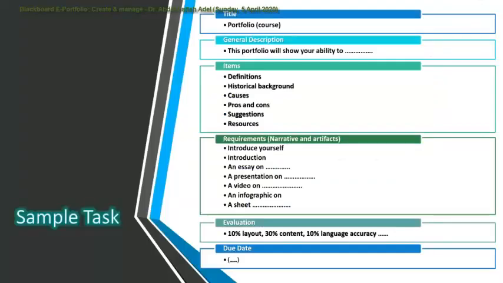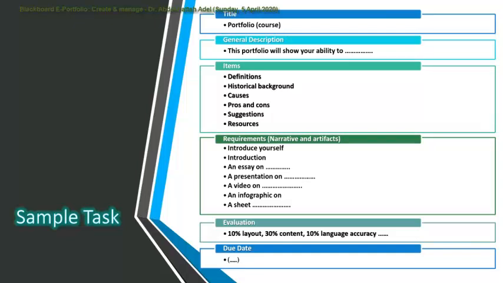This is generally like an outline of a sample test. Okay, first of all, the test should have a title. This is portfolio for course what, for unit whatever, for something. So there should be a clear title. General description: this portfolio will show your ability to do what or so. Of course, this is just a sample, okay? So there should be a general description that will tell the student what they're going to do.